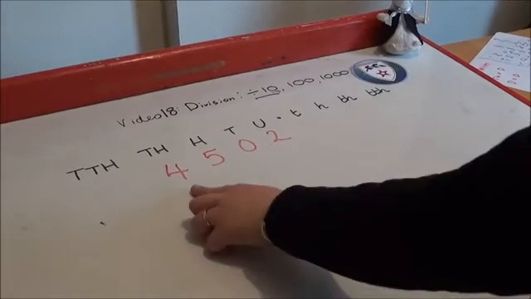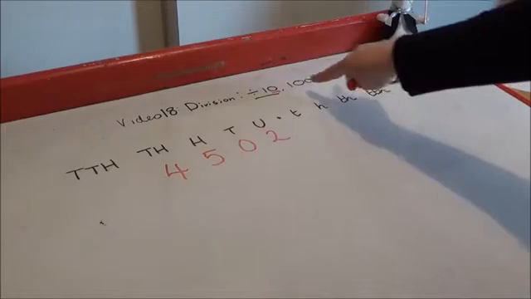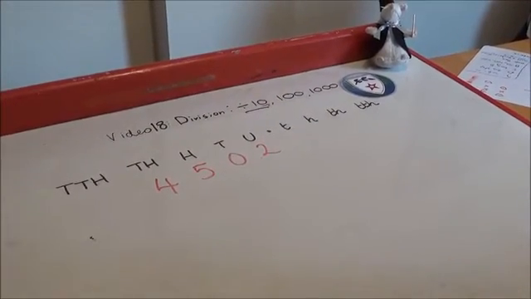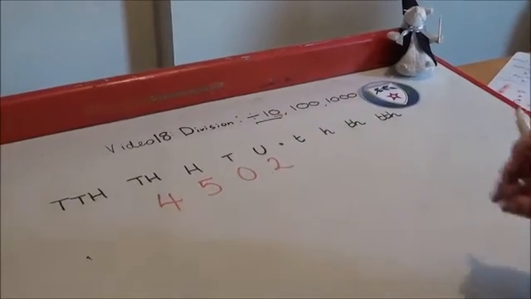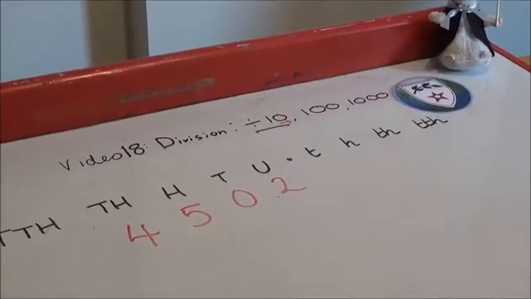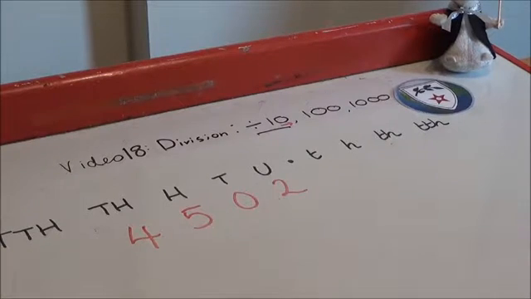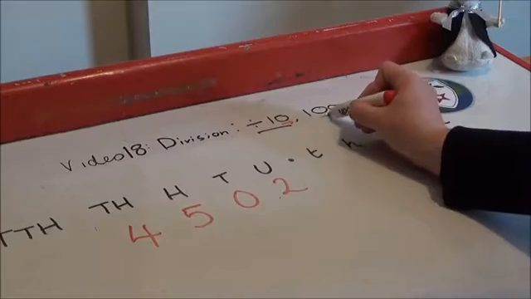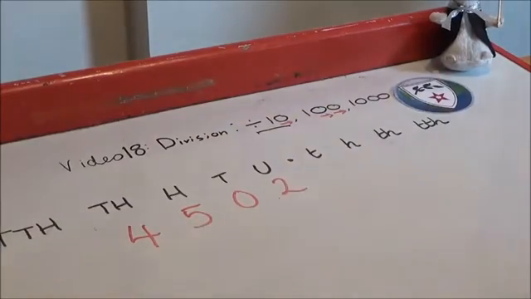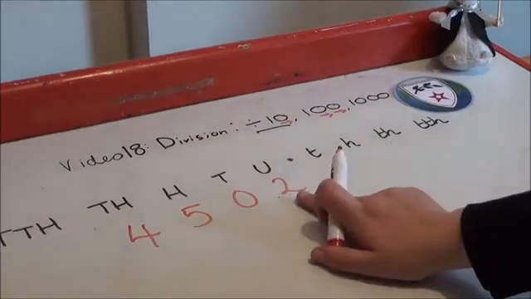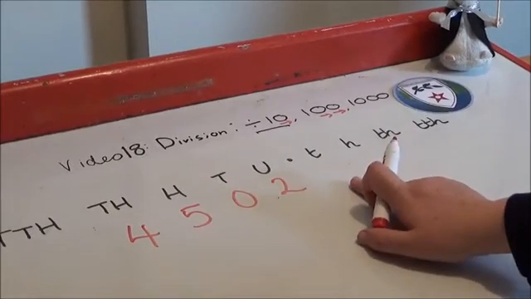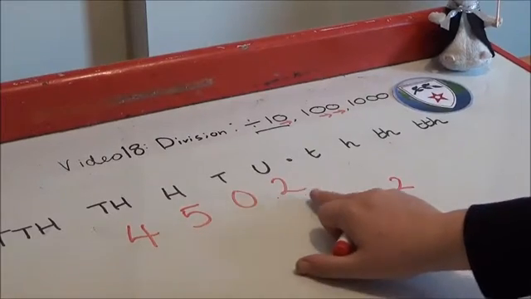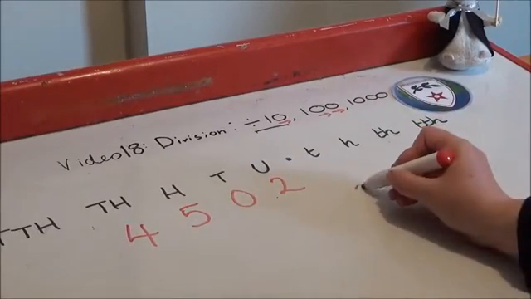Okay, now I've got the number 4,502 and we're going to divide it by 100. We're going to make it 100 times smaller. So just like we did with the timesing by 100, we're going to move it 2 places. But instead of moving it up to make the number bigger, we're going to move it down the place value position to make it smaller. We're going to move it down 2 places. So the units are not going to go into the tenths, they're going to go into the hundredths.